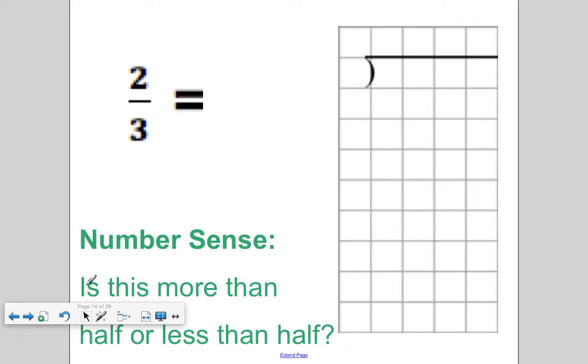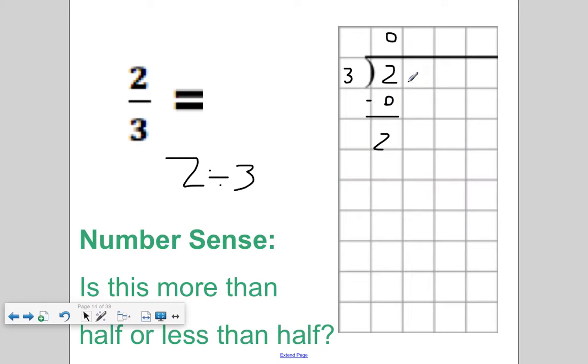2/3. Do you predict this is more than half or less than half? I think it's going to be more. Let's see. 2 divided by 3 groups. I have 2. I'm dividing into how many groups? 3 groups. Can 3 go into 2? 0 times.